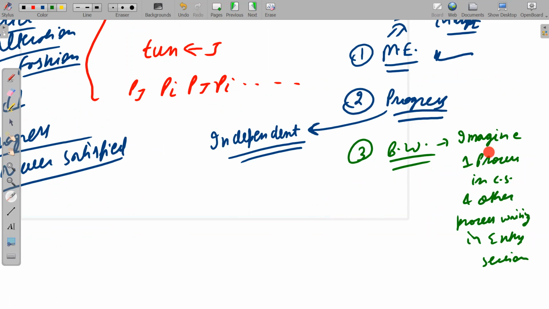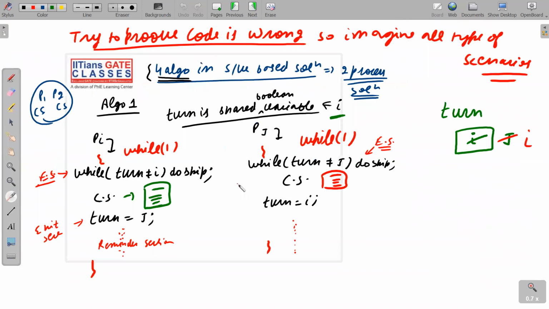Now, when the process in CS comes out of CS, the process waiting in the entry section should get its turn, or there should be some bound on the number of times the process which was in CS can enter the CS again and again. If there is no bound at all, then bounded waiting will not be satisfied. Now let me tell you, this is a very simple scenario.